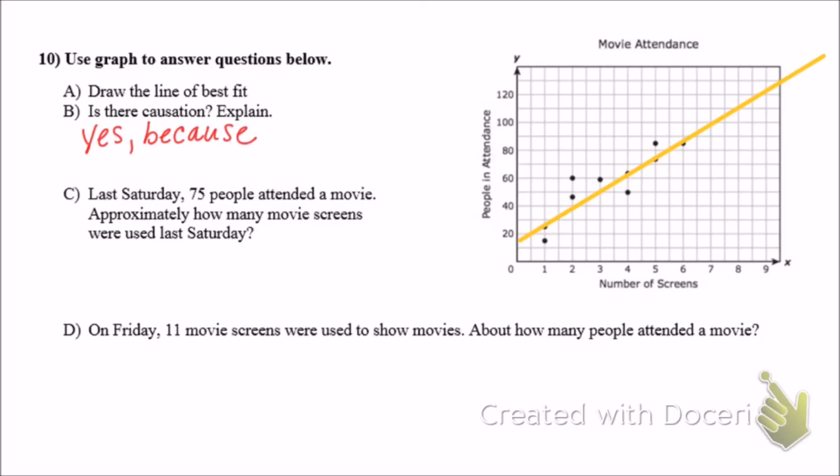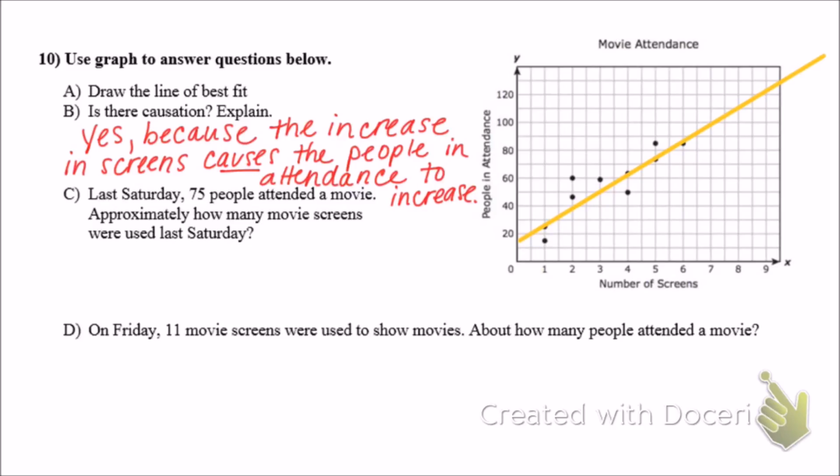because the increase in screens causes the people in attendance to also increase. So you can't have an increase in the number of screens without an increase in the people in attendance. So that's causing one to happen.